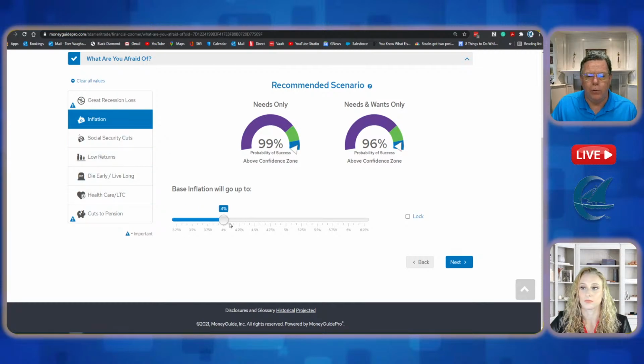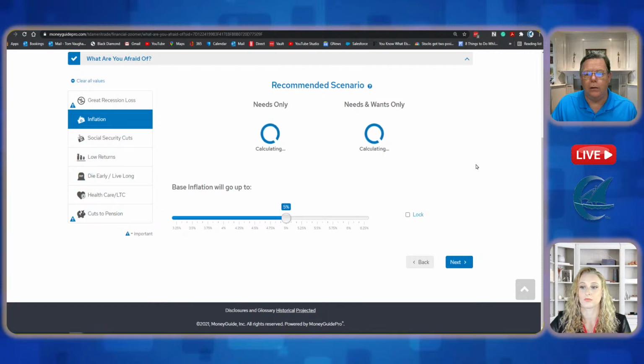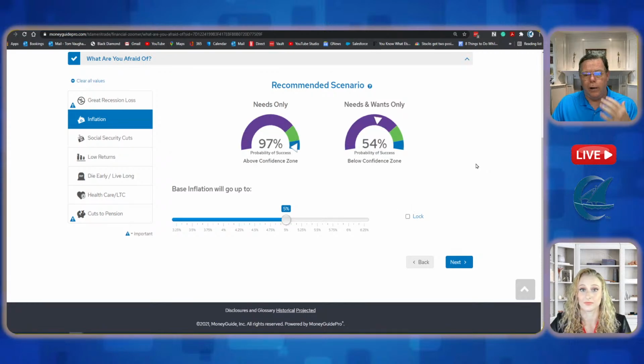So look, if I pull this out to say 5%, here we're looking at a situation where Mr. and Mrs. Sample end up with higher inflation than expected, 5% a year on all their expenses. And now you can see it drops all the way back to 54%. So they have some vulnerability here in terms of inflation eating into their portfolio, which means that they're actually a little bit too conservatively invested. So that's a huge piece right there that we would want to look at.